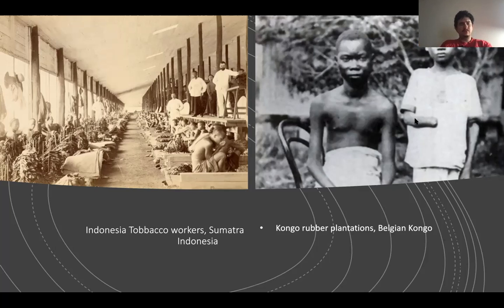And they set rubber quotas, meaning you had to get so much rubber a day to meet your quota. Natural rubber comes from certain trees, rubber trees in this part of Africa, which is like the central part of Africa. And so if you did not meet your rubber quota for the week, you had your hand cut off, among other punishment options.